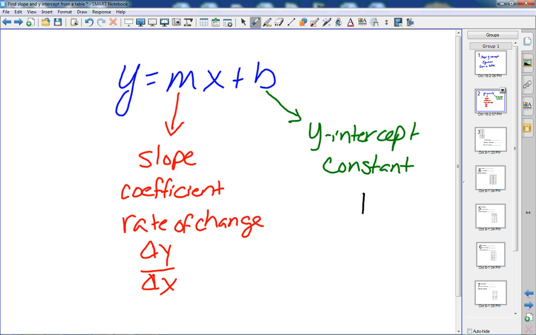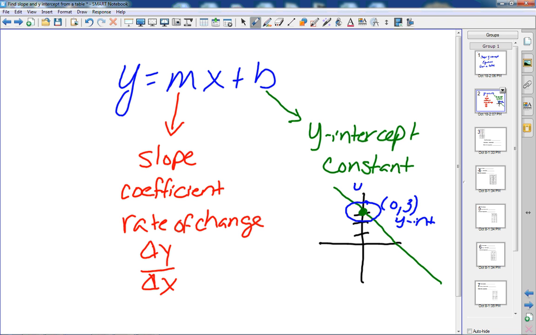Okay, so if I had a graph, and say I had a line right here, even if I don't have anything else written on my graph, the first thing I know is at this point right here, (0, 3) is my y-intercept. I know it's my y-intercept because this is where it crosses my y-axis. The other thing I would know is, see how the line is decreasing, it's going down? That means my slope is negative.